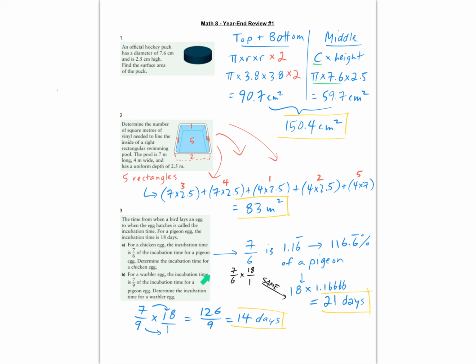For a warbler egg, the incubation time is 7/9 of the incubation time for a pigeon egg. Determine the incubation time for a warbler egg. So, it's less, right? Because 7/9 is less than 1, so it's going to be a shorter period. So 7/9 just times the fraction, top by top, bottom by bottom, 126/9, and it is 14 days.